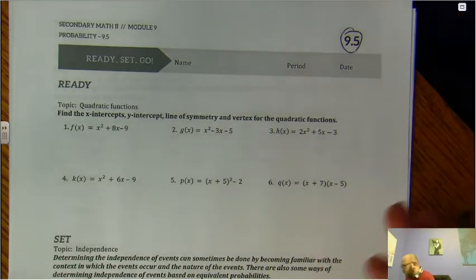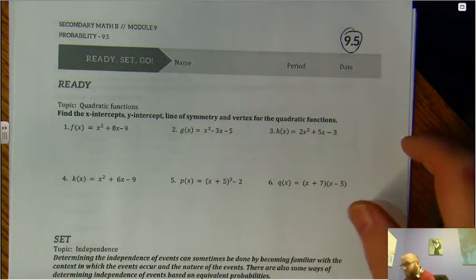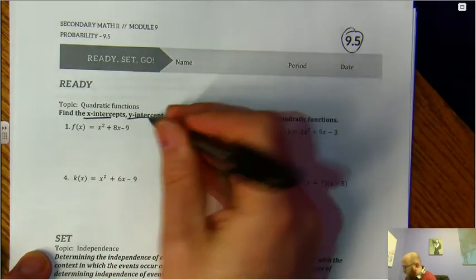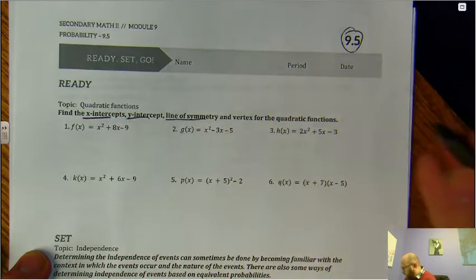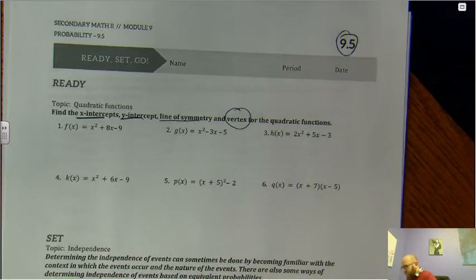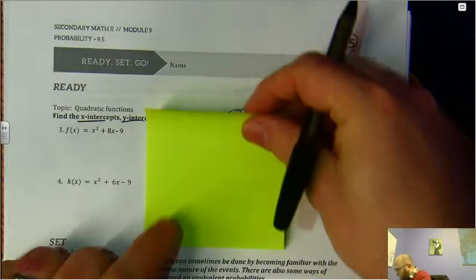The very first section of this starts with a review of quadratic functions, and it asks us to do a few things. It wants us to find the x-intercepts, the y-intercepts, the line of symmetry, and the vertex of each of these quadratics. So there's a lot of steps involved in this, but luckily I'm here to guide you through it. First things first, we need to think about what exactly x and y intercepts are.